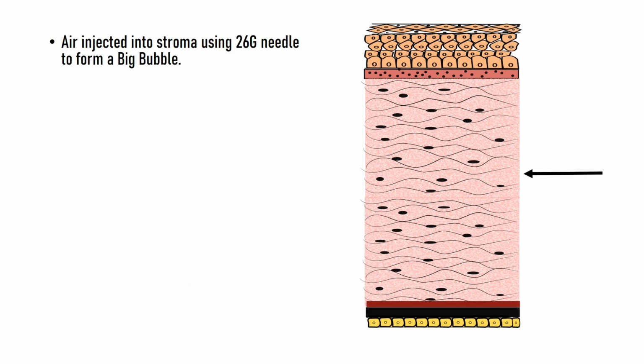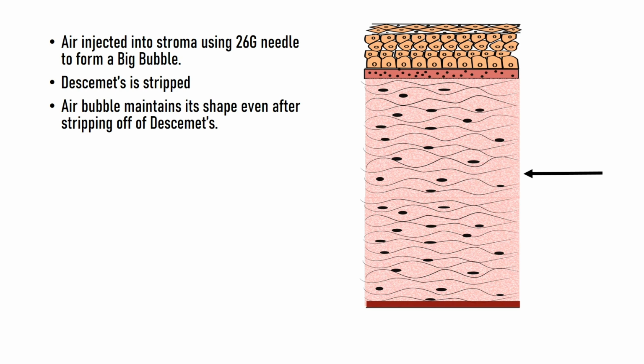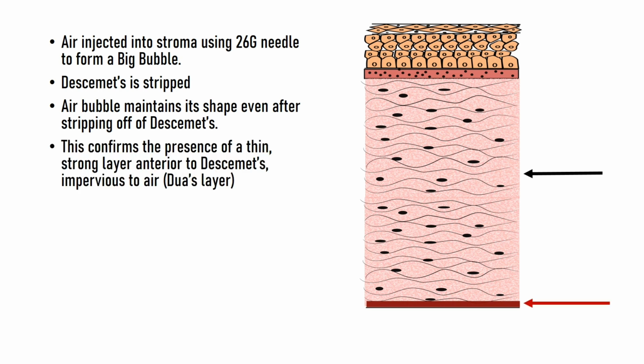So what they did was they injected air into the corneal stroma using a 26 gauge needle and formed a big bubble, and then they stripped off the Descemet's. They noticed that even after removal of the Descemet's, the air bubble maintained its shape. It did not pop. This confirmed the presence of another thin but strong layer just anterior to Descemet's that was impervious to air. This was named as the Dua's layer.